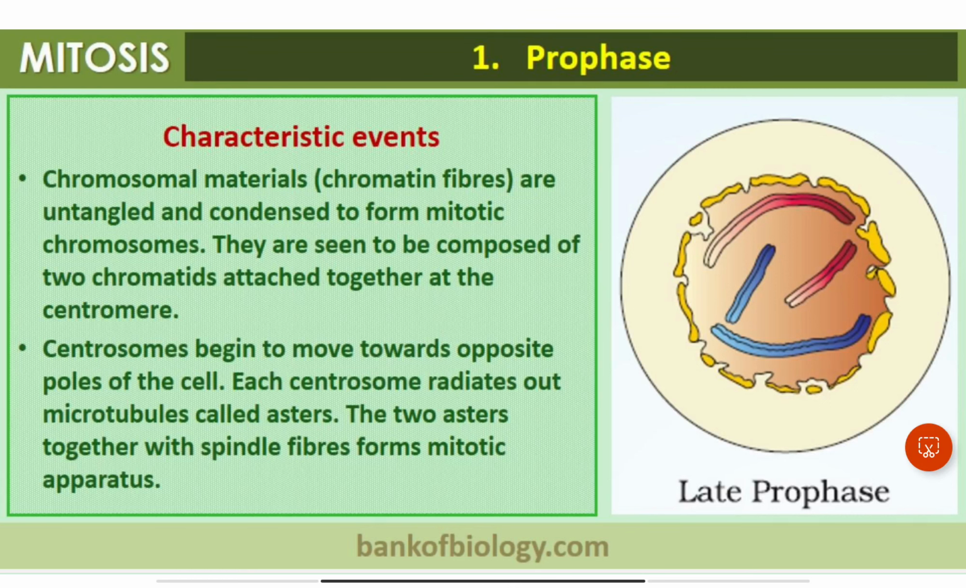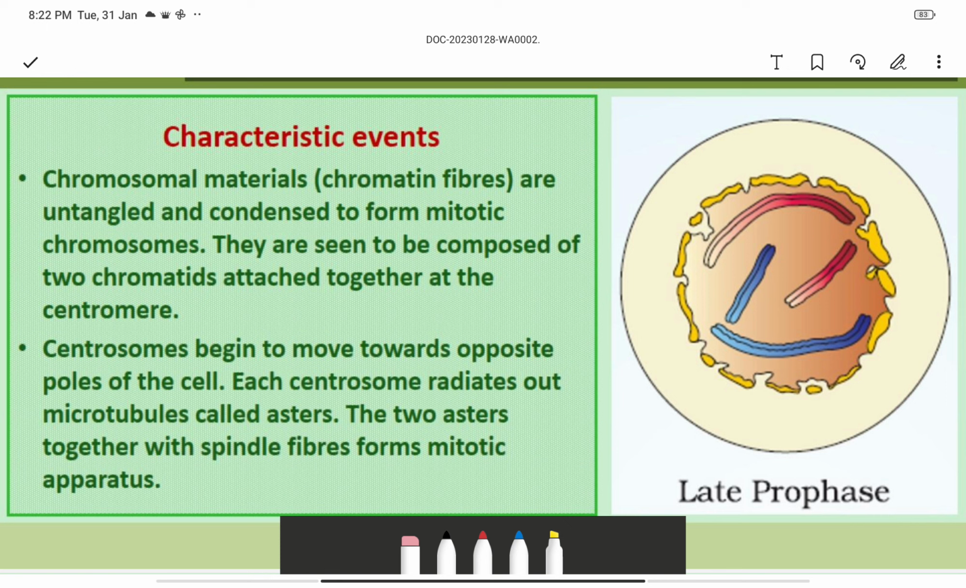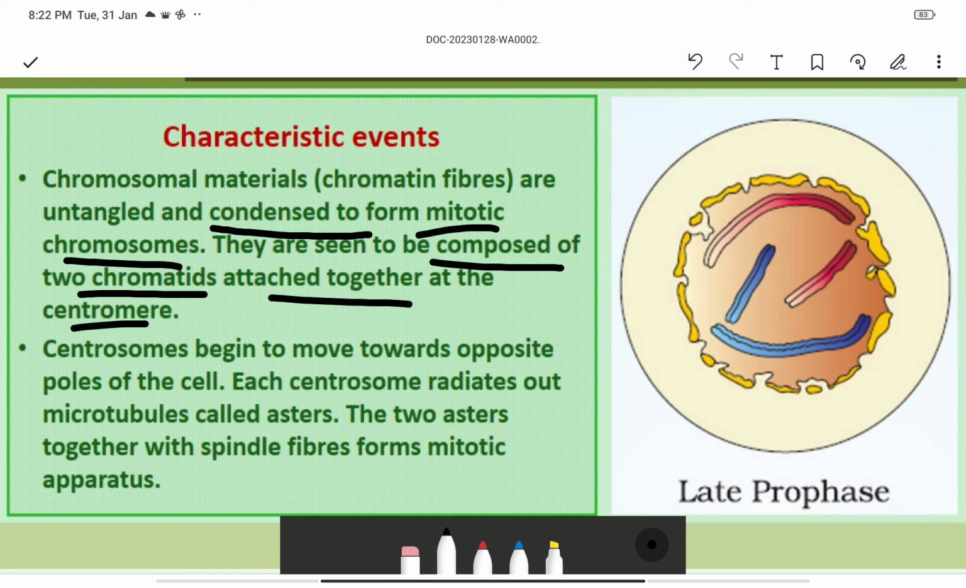Dear students, today's continuation topic is mitosis, in that prophase. In prophase, what are the characters? Here the chromosomal material, which is untangled, condenses to form mitotic chromosomes. They are seen to be composed of two chromatids attached together at the centromere. This is the centromere, with two chromatids attached at the centromere.